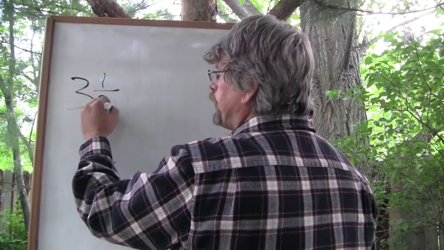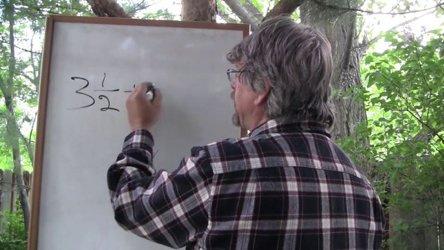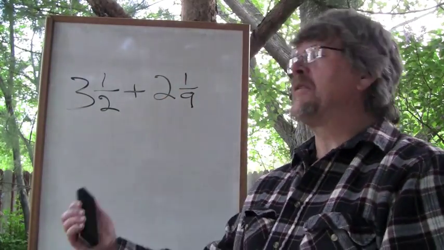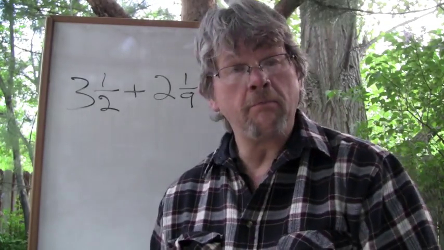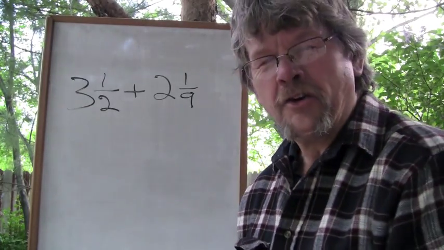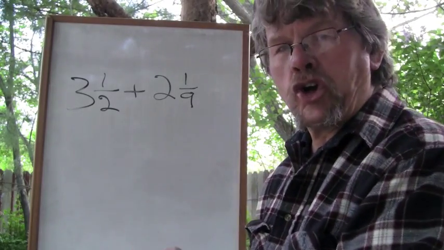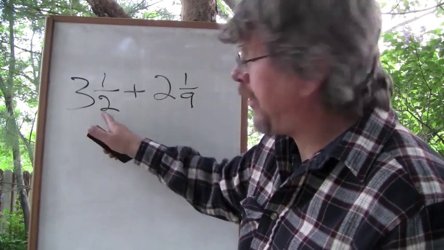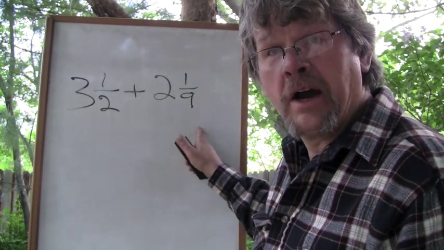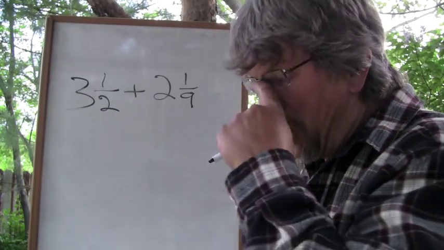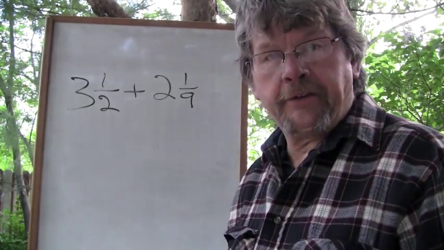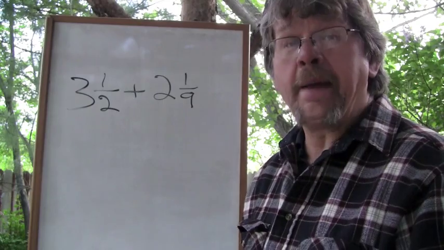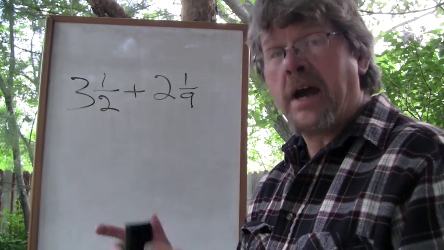3 1/3 plus 2 1/9. And you say, I haven't got a clue what to do. That's right, you don't. But you're wrong, you do. Remember, when I say a mixed number, I mean there's a whole number and a fraction together. We can convert these into improper fractions, and then find the common denominator and then solve it.